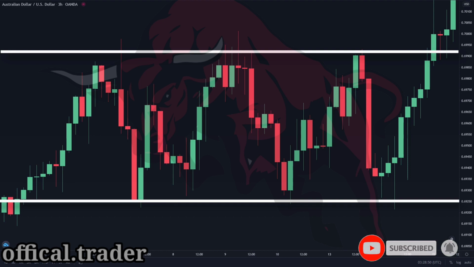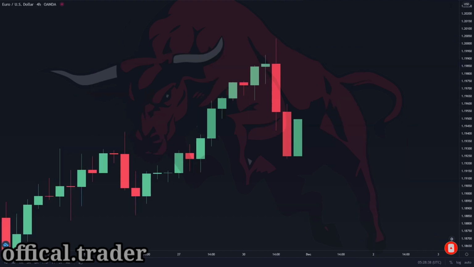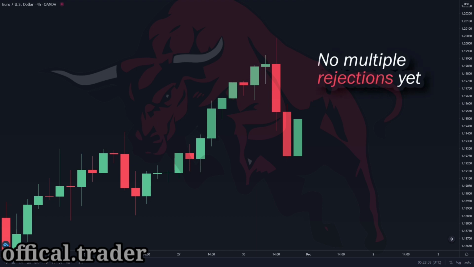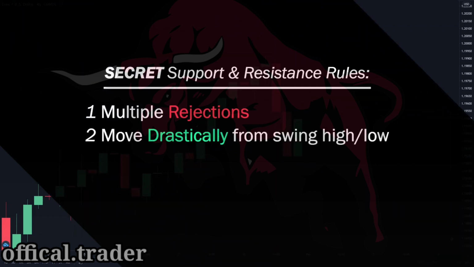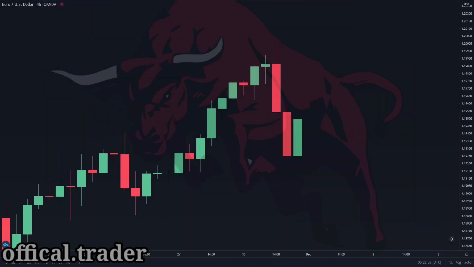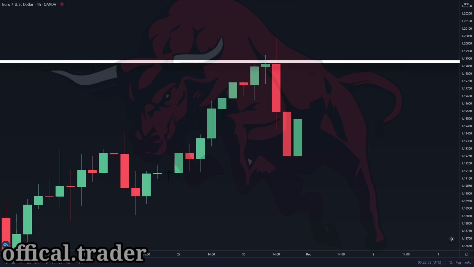Now, you may be wondering, what if the chart looks like this, where there are still no multiple rejections yet? Well, that brings us to our second rule. The price needs to move away drastically from a swing high or swing low. In this chart, we can see that there aren't any multiple rejections that formed yet. But we can see that the price formed a swing high and then moved away from it drastically. And so we can also draw a resistance line here.